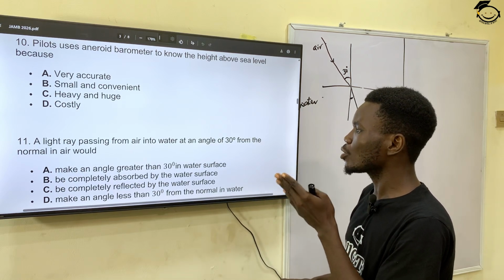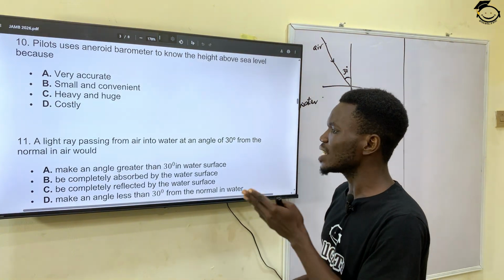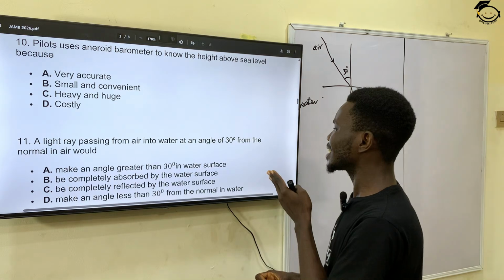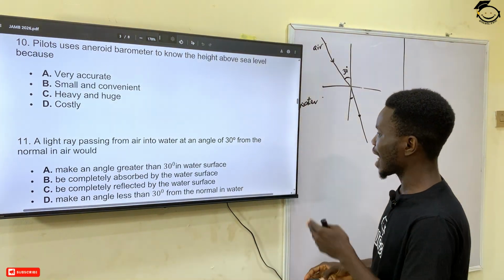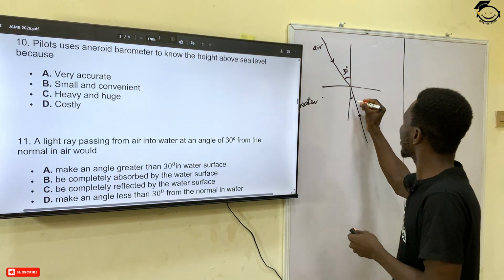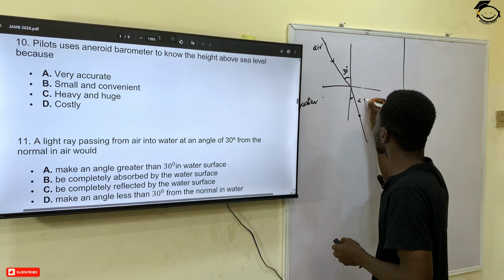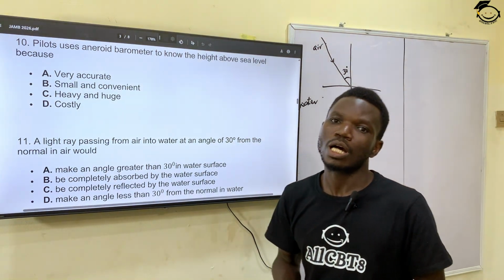Option C says it will be completely reflected by the water surface, which is also wrong. And option D says to make an angle less than 30 from the normal in the water, which is the correct answer. So it's going to make an angle that is less than 30. So this angle here is going to be less than 30 degrees with what? The normal in the water.